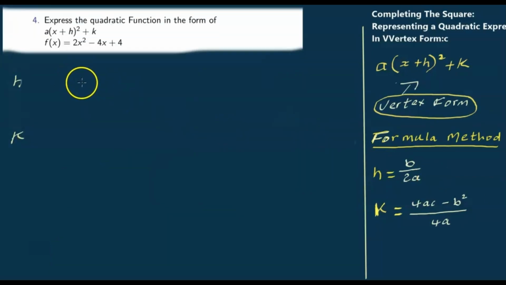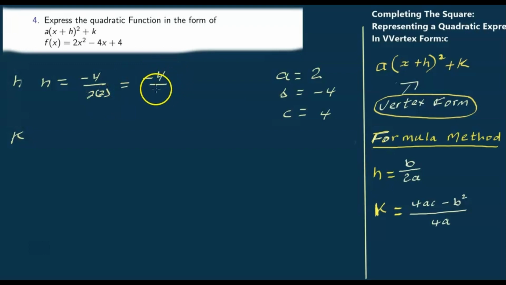Right, so looking at question 4. A, B, and C. So A is 2, the coefficient of x squared. B is negative 4, the coefficient of x, and C is the constant term 4. To find h using the formula, h equals negative B over 2A, which is negative 4 over 2 times 2. So it's negative 4 all over 4. Negative 4 divided by 4 gives us an answer of negative 1.